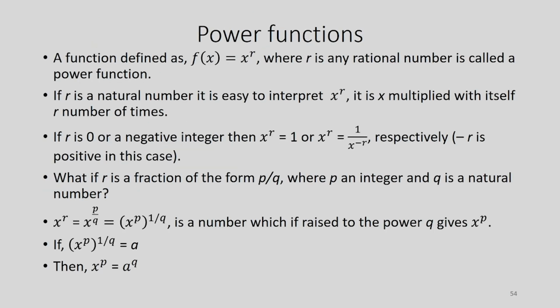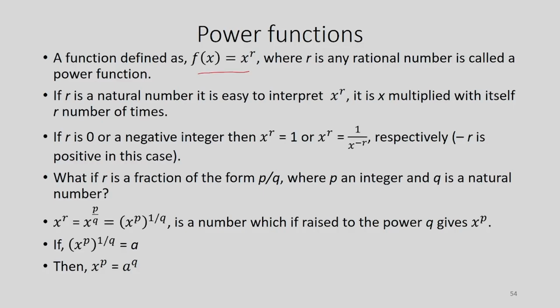Okay, now we talk about another kind of functions. After talking about polynomials, we talk about something called the power functions. So, a function which is defined as the following: f x is equal to x to the power r is called a power function, where r is any rational number. So, r could be expressed in the form of p divided by q, and that was the definition of a rational number.